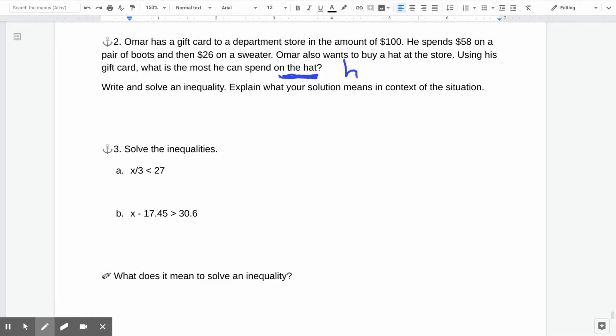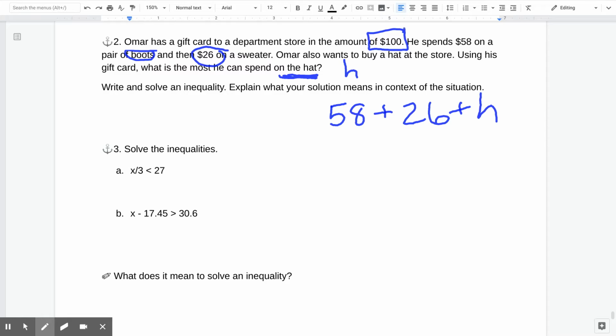I know that Omar has spent $58 on the boots. And he's also spent $26 on a sweater. And then he wants to buy a hat. So there's my h for hat. And he has a gift card that's $100. So he needs to not go over $100.